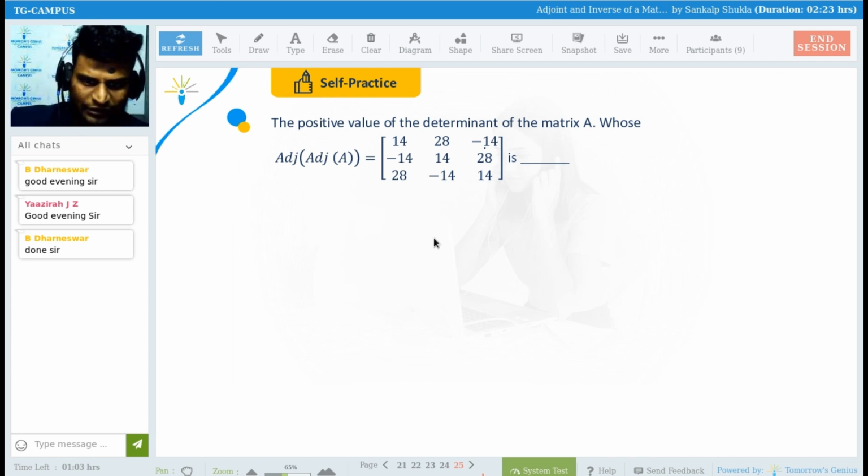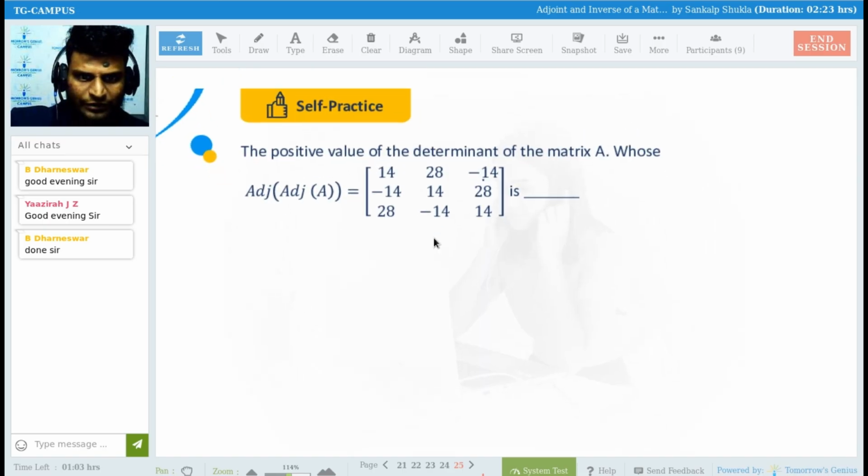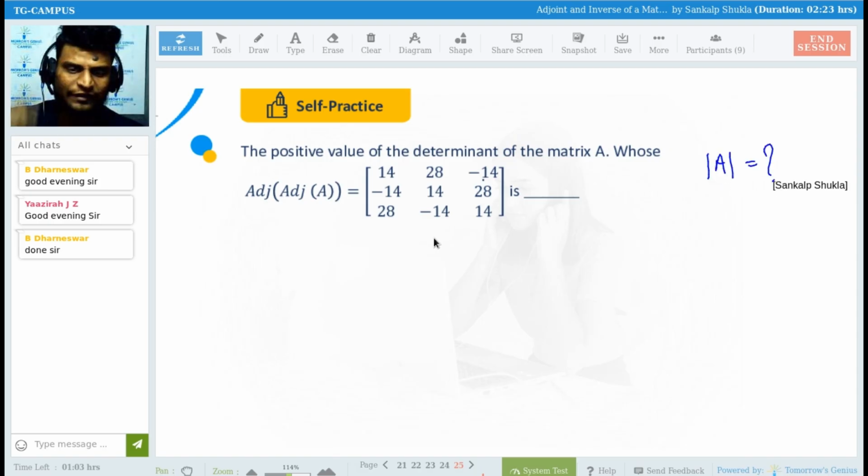Okay. So the concept behind this question is, it is given that there is a matrix A. I don't know what matrix that is. But the adjoint of adjoint A is given to me. Like, I don't know the value of A, but this is given, and the question is asking what is the value of determinant of A. So this thing I have to find.